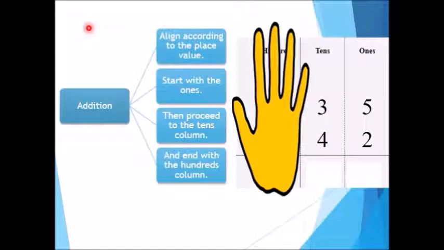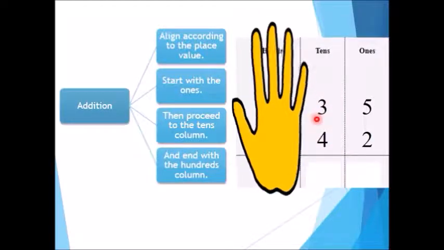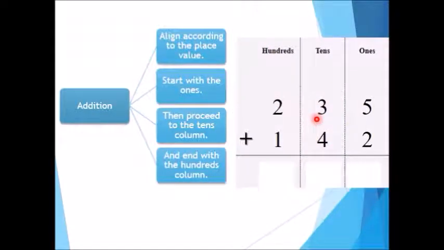Do you know how to add? You surely do. Let's look over the addition steps. With three-digit addition, the steps are the same as with two-digit addition. Except that now, with three-digit numbers, we have one more step, that is the hundreds column. First, we align according to the place value, which means the ones under the ones, the tens under the tens, and the hundreds under the hundreds. At all times you must start with the ones. Then proceed to the tens, end with the hundreds.